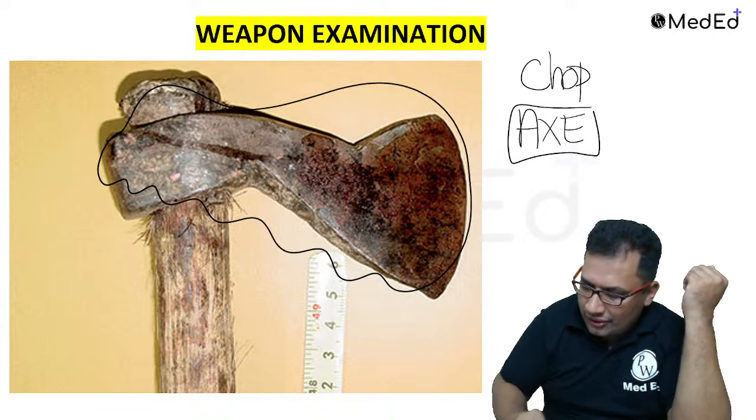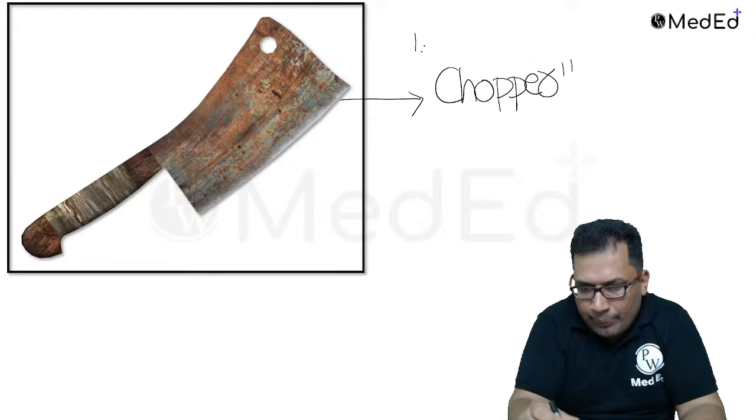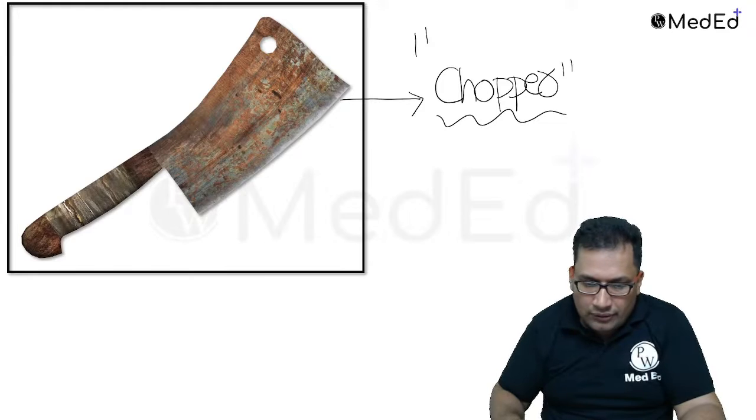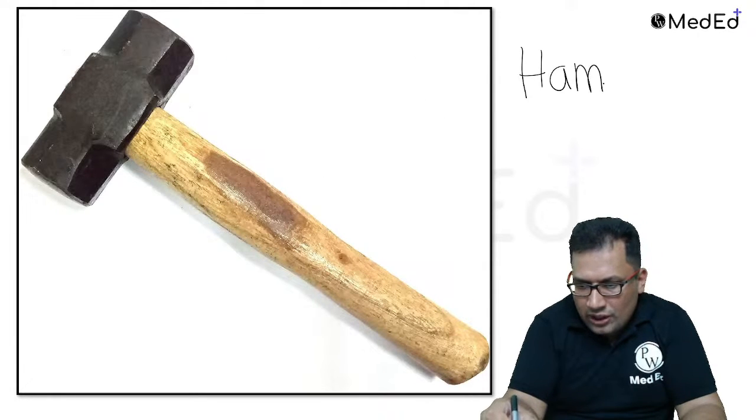That can be asked. Second thing, what about this? What is this? This is again a dangerous weapon. This is a chopper, a heavy cutting weapon. It is a cutting weapon. Okay, dangerous weapon again. What is this? This is a hammer.